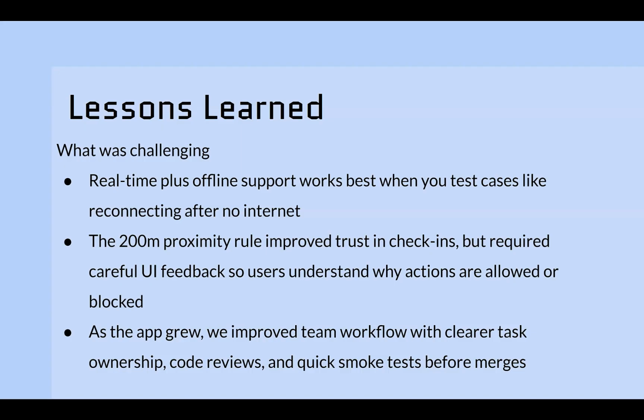We also learned to test realistic situations like switching connectivity. And we learned that location-based rules, like the 200-meter check-in, need clear UI feedback. Finally, as we added features, our teamwork improved through clear ownership, pull request reviews, and simple smoke tests, so everything stayed stable.